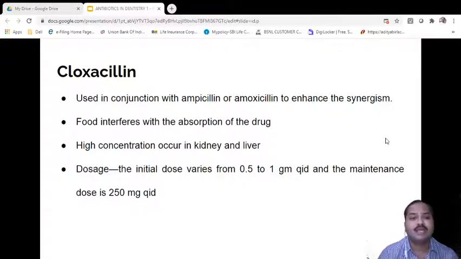And the dosage which is required for the penicillins: an initial dose may vary from 0.5 to 1 gram given QID, with a maintenance dose of 250 mg QID. The drug should be administered 1 hour before or 2 hours after meals, as we have discussed before, to ensure adequate absorption of the drug and prevent interactions.